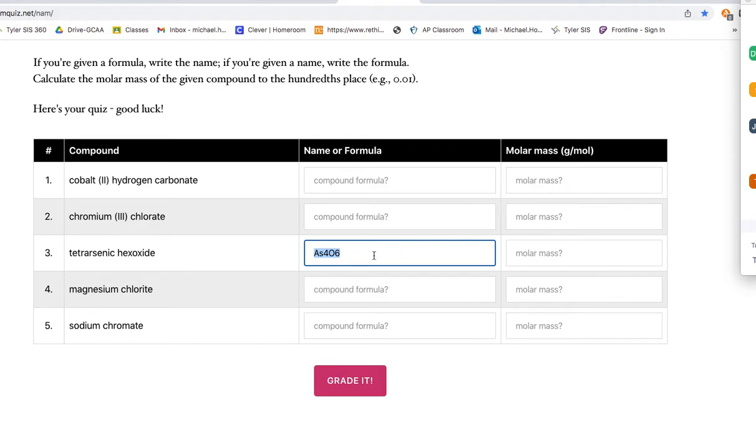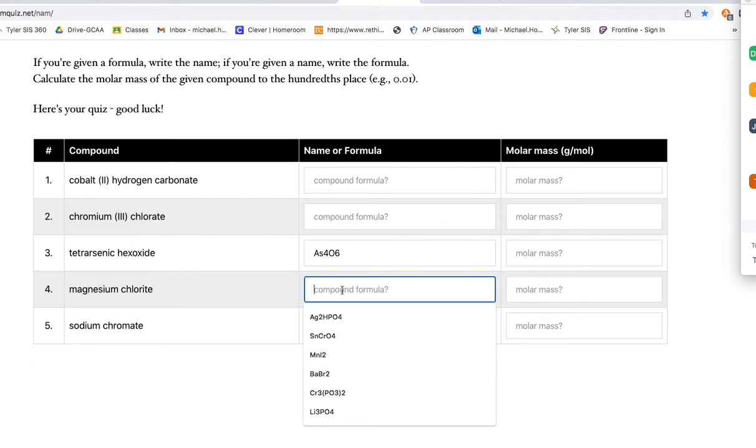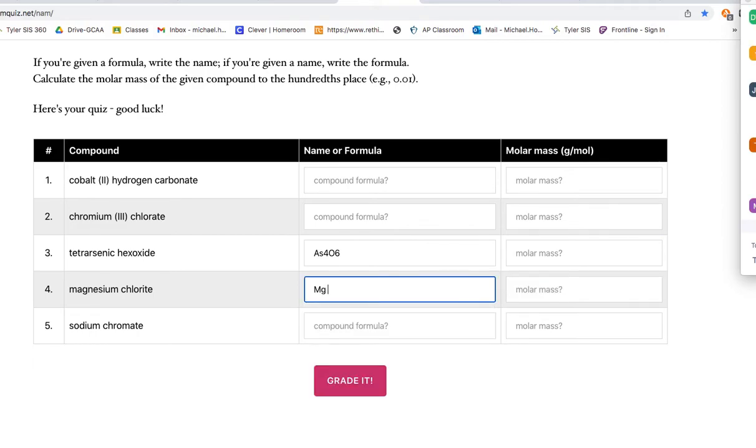Do we understand that you first write the formula and be sure you get it correct, and then your molar mass will fall in line? Remember that when you have a compound like this, magnesium chlorite, magnesium's plus 2, chlorite's minus 1. So you have to have 2 to the minus 1. So when you have something like that, you add up what's in the parentheses and multiply it by 2, then add the mass of the metal.